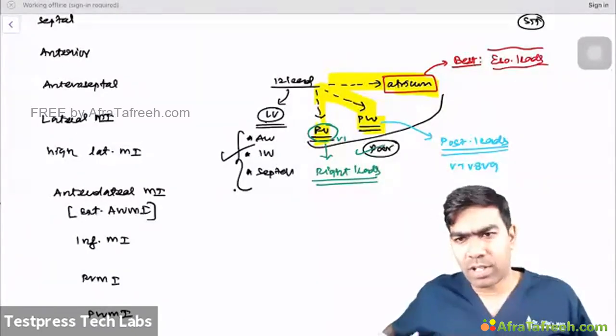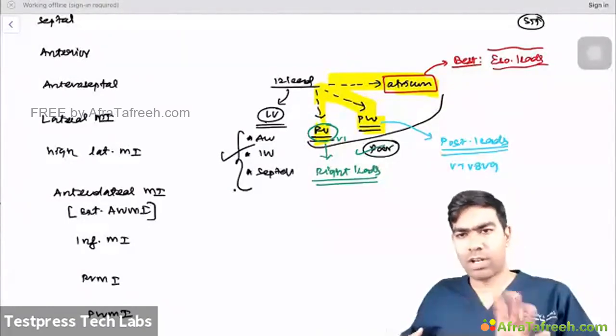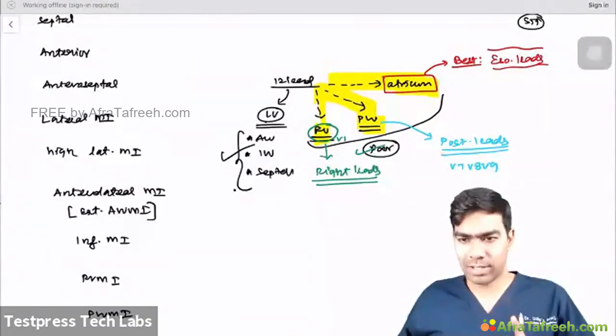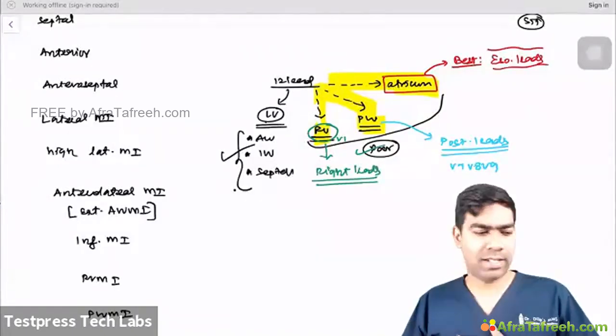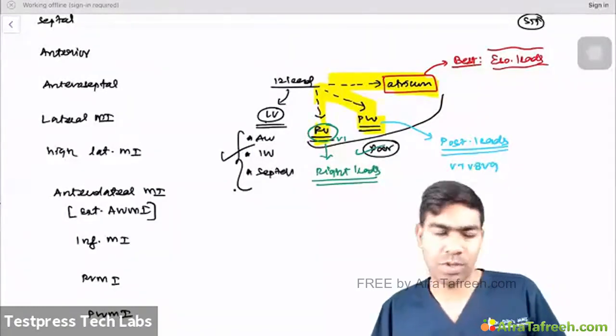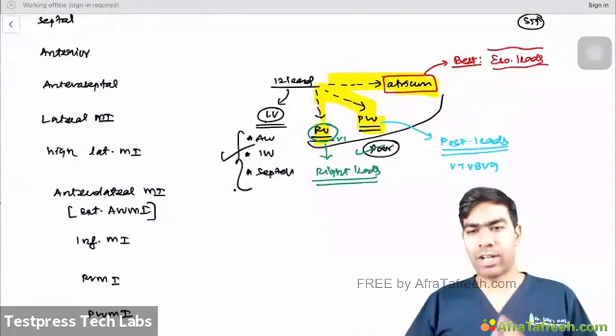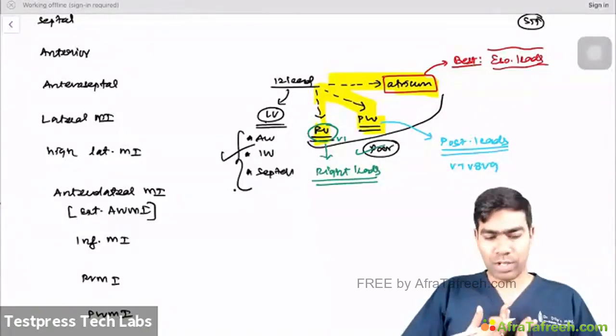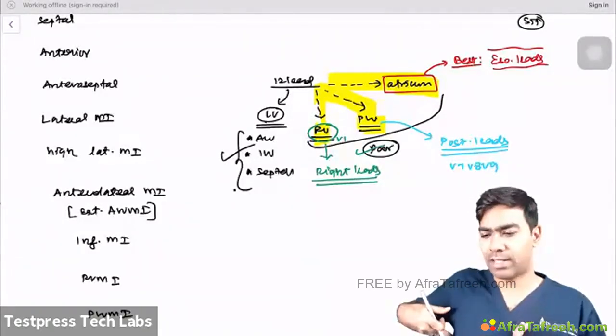ST depression would be seen on the corresponding leads. Wait. We have not yet discussed the reciprocal changes. So let us take it step by step. Medicine is smooth and steady. It should be brick by brick. Step by step we have to go. It's not like we suddenly tell everything at once. So you are going to just reverse it and produce it on the right side.